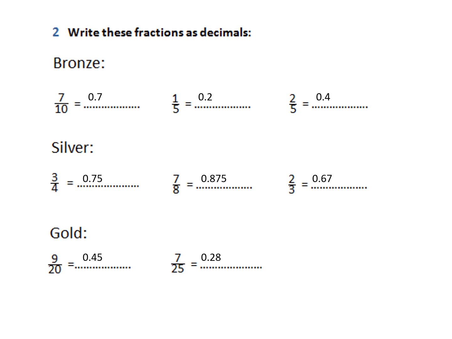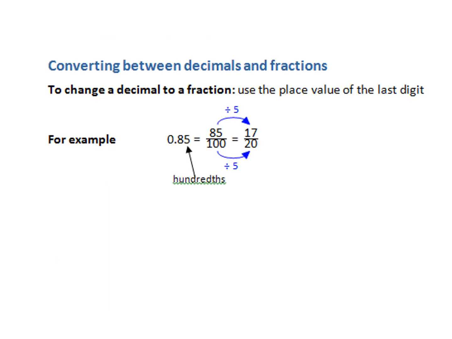2 over 30 is 0.67. And 9 over 20 gives you 0.45. And finally, 7 over 25 is 0.28. So simple calculations of changing one form to the other. This time we're going to do a reverse.